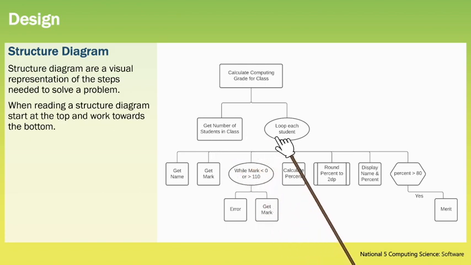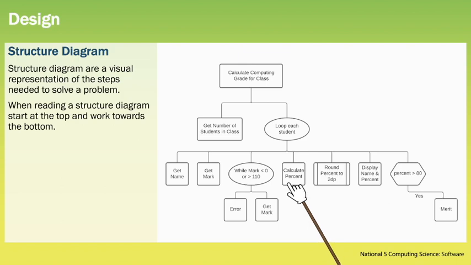We then move over to the loop each student, and within the loop we want to get the name, then get the mark. While that mark is less than 0 or greater than 110, we display an error and then get the mark again. Once this condition is no longer true, we then move on to the next step.